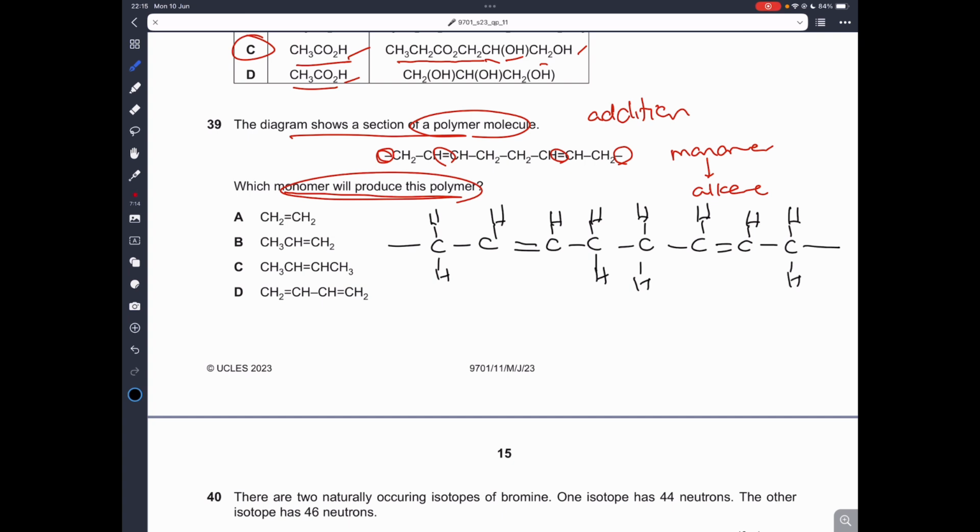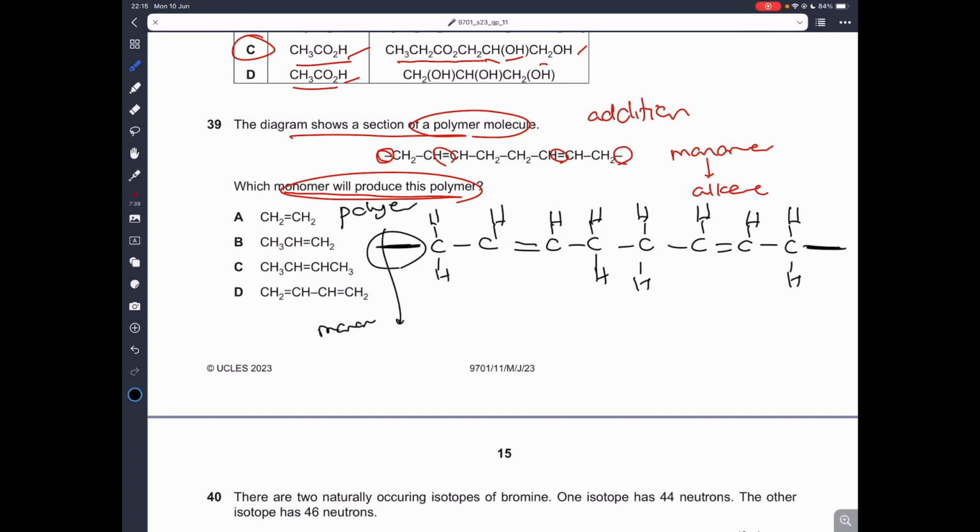Right, so these bonds were open. These bonds are open. This is the polymer. I'm sorry. So if this is a polymer, we have to close the double bond. This is like a reverse step, right? This is the polymer. From the polymer, you want to go back to the monomer.